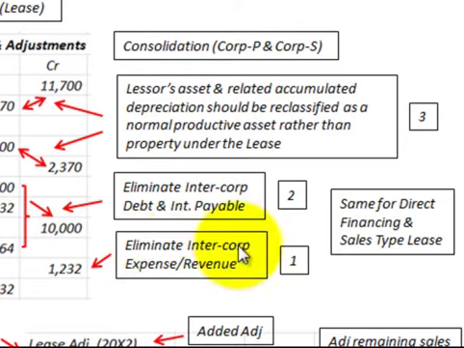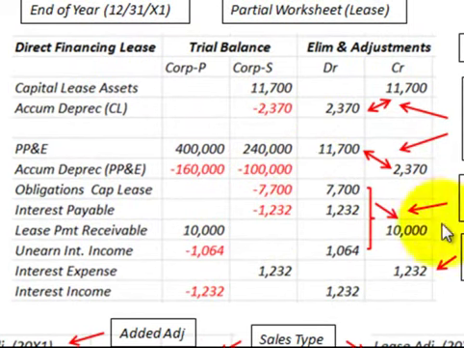So first we eliminate any intercorporation expense and revenue, and then we'd eliminate any intercorporation debt and interest payable, and then the lessor's asset and related accumulated depreciation should be reclassified as a normal productive asset rather than property under this lease here. So these are the items here that would be the same for either the direct financing or the sales type lease, and you could reference these here by looking at the direct financing lease video here.